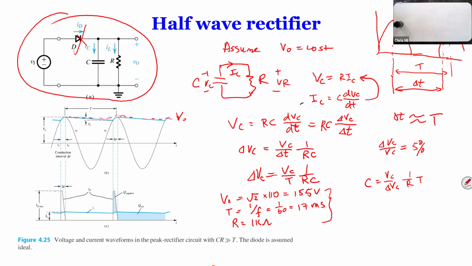So that's for the half wave. But for full wave, we reduce the T by half. So replace this T by 1/2 T, and that's correct, because when you have full wave, this becomes half T, so the C is reduced by half for the same ripple. In the book, there's a section that talks about this. You can go through it in a little more detail.